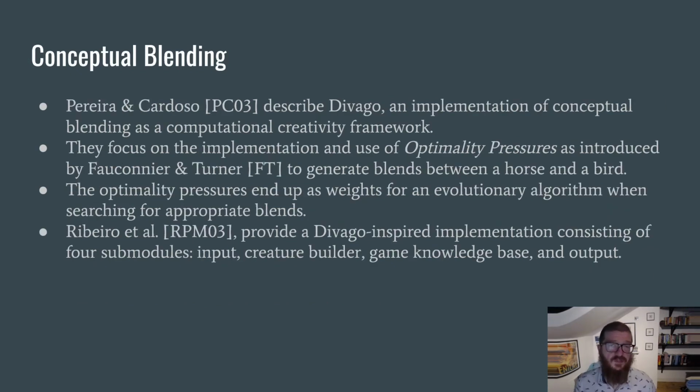Building on such notions, Pereira and Cardoso described Divago, an implementation of conceptual blending as a computational creativity framework. They focus on the implementation and use of optimality pressures, as introduced by Fauconnier and Turner, to generate blends between a horse and a bird.